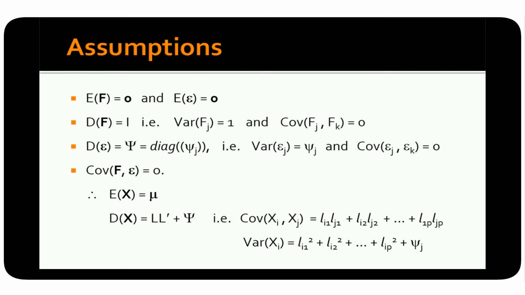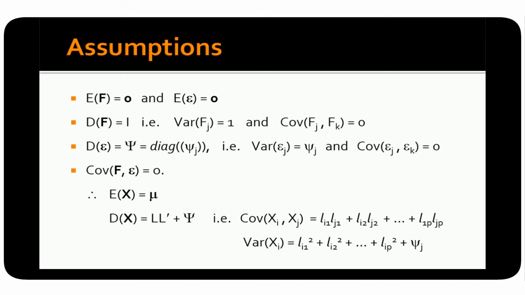Since the whole of the right hand side is unknown, we can make this assumption that expectation of f is 0, expectation of epsilon is 0. So, the expectation of x can be taken to be mu, so that we can always correct the observations by taking deviations from the mean. So, if you take x minus mu, that would be equal to LF plus epsilon.